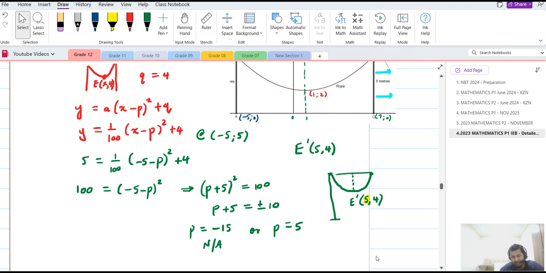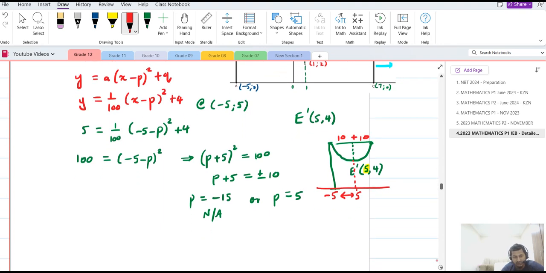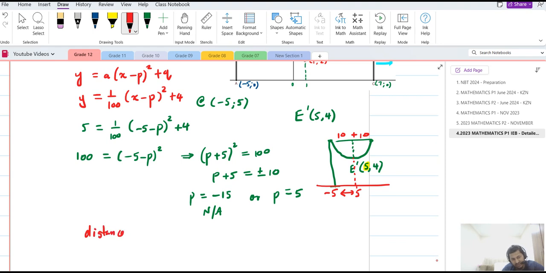Shifts 4 units to the right. Now, remember the x value, this is the x-axis. The x value here is 5, and the x value here is minus 5. So from minus 5 to 5, we have a distance of 10. And because this graph is symmetrical, we have another distance, 10. So 10 plus 10 will be 20. So we're going to write distance between the poles is equal to 20 units.